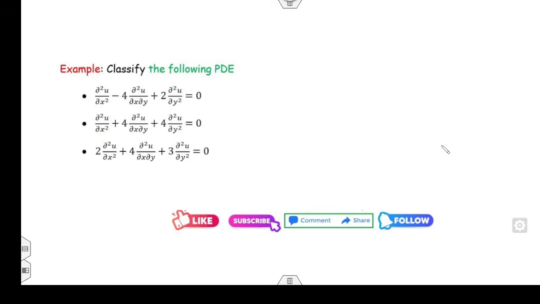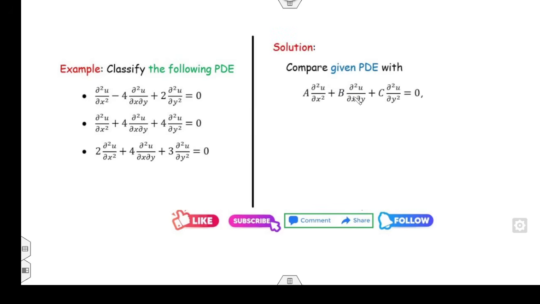So for example, let's start with the 15 plus examples. First of all, you compare example number 1 with the standard partial differential equation and compute the values of A, B and C. So can you compare? The value of A will be 1, B will be -4, C will be 2.